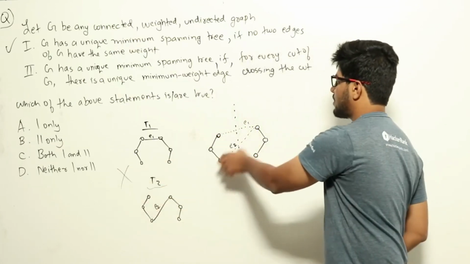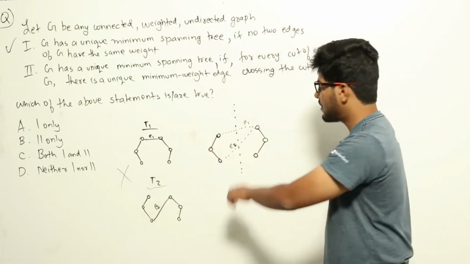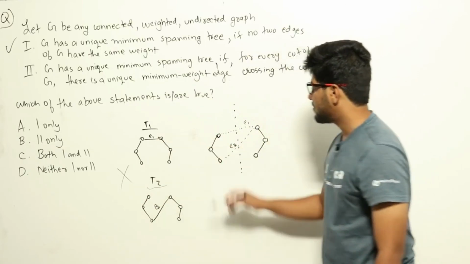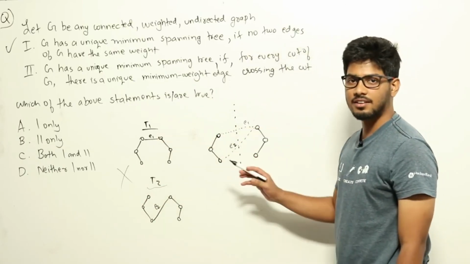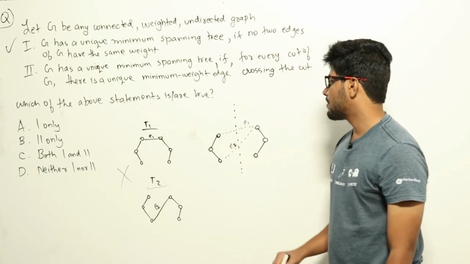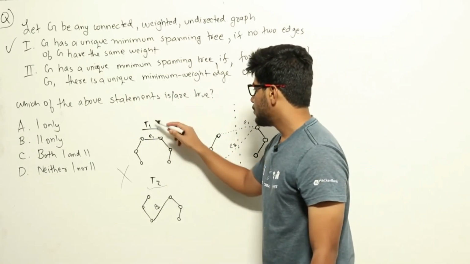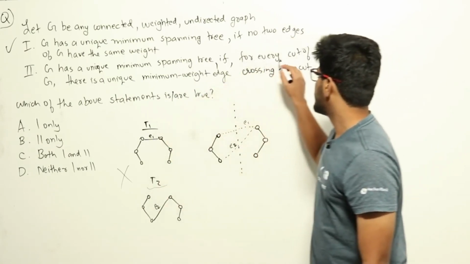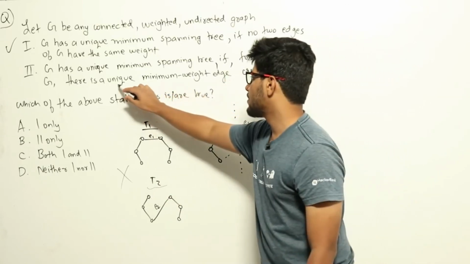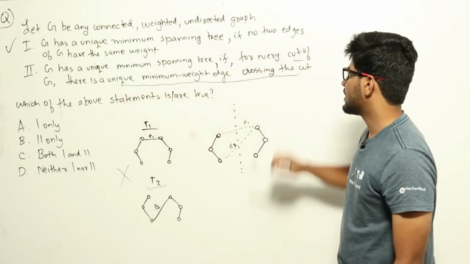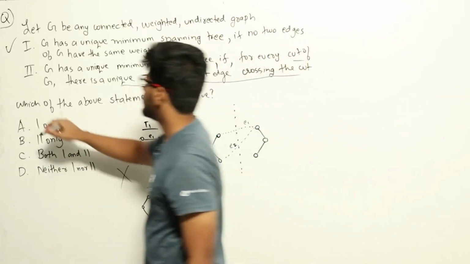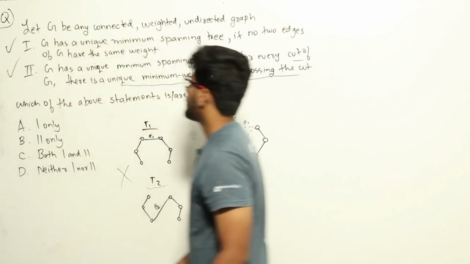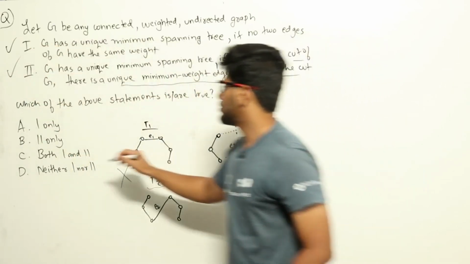In this cut, whatever was the unique minimum weight edge, we will be adding that to the minimum spanning tree. If we add any other edge, we will be getting a spanning tree which has a weight greater than minimum. So there can't be two minimum spanning trees if this statement is satisfied, that is, there is a unique minimum weight edge crossing every cut. So statement 2 is also true. Now looking at the options, that is both 1 and 2.